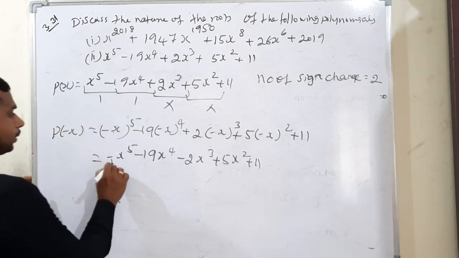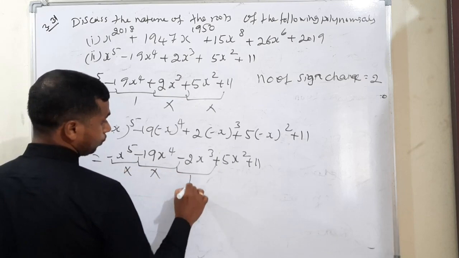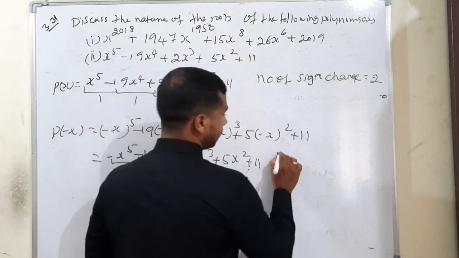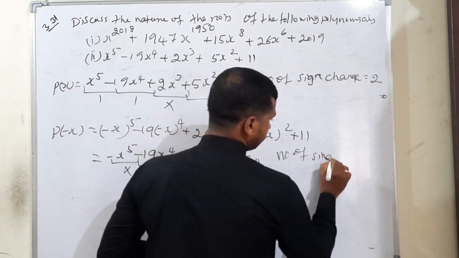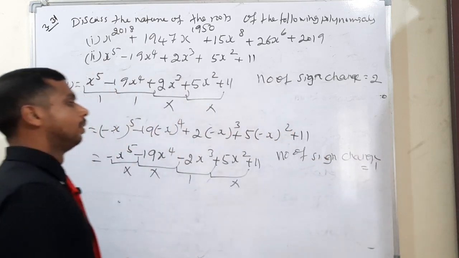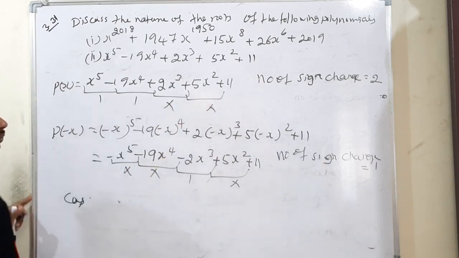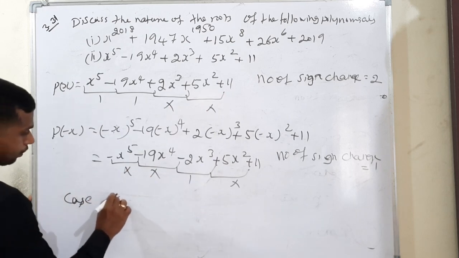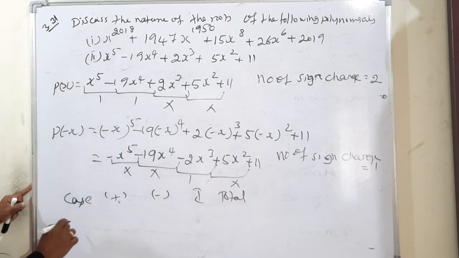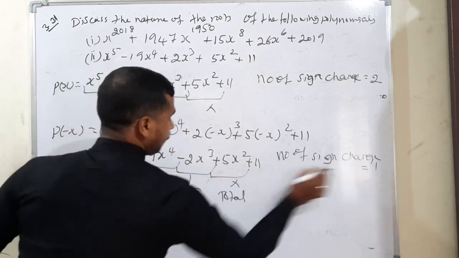Now check it. Minus 2 minus no sign change, minus 2 minus no sign change, minus 2 plus 1 sign change, plus 2 plus no sign change. So in negative real roots, the number of sign changes is only 1. So case number 2 is possible because in positive real roots we have 2 sign changes. So case number 1 and case number 2: positive real roots 2, negative real roots 1.